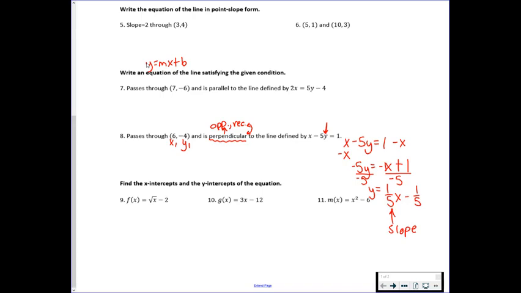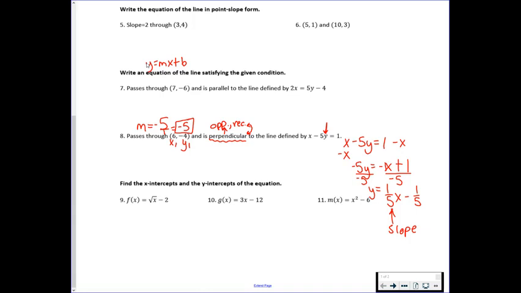Because they're perpendicular, though, I've got to take the opposite and the reciprocal. The opposite of 1 over 5 is negative, and flipped means I take 1 over 5 and just flip it to 5 over 1, which is just negative 5. Okay, because it's opposite, one's positive, mine's negative. So there's my slope.